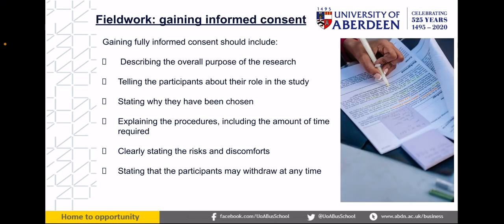Now, with every good research, there must be ethical considerations, and ethical considerations involve gaining informed consent. Gaining informed consent means you provide details about your research and gain their permission. So here, in most cases, you have to describe the overall purpose of the research. You've got to tell the participants why they are involved in the research, what their purpose is, and tell them why they've been selected.